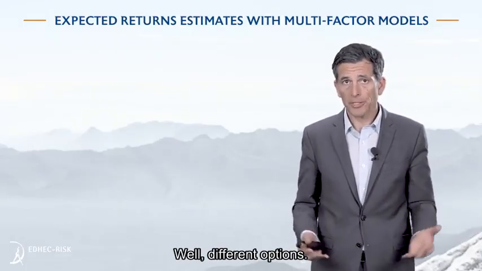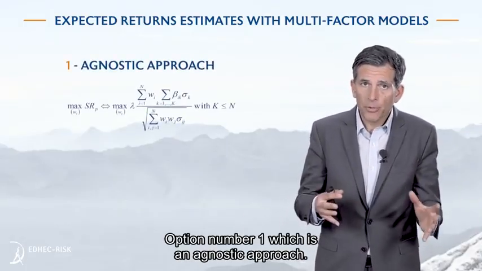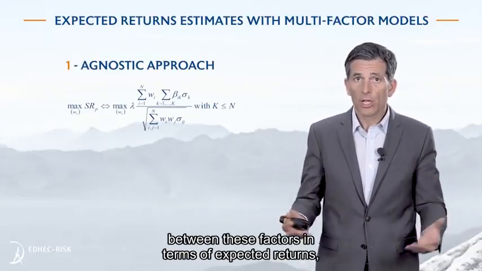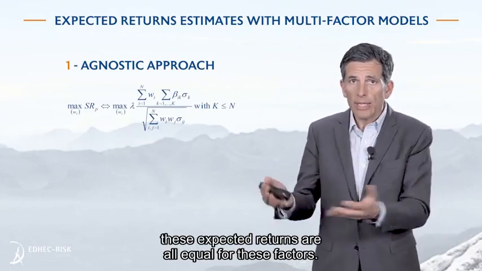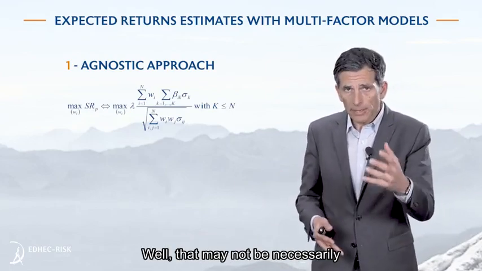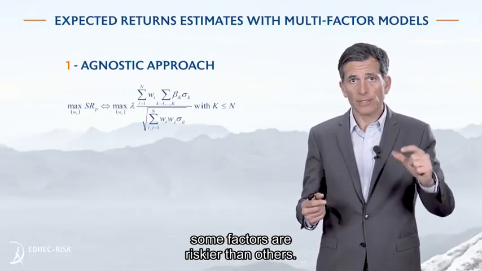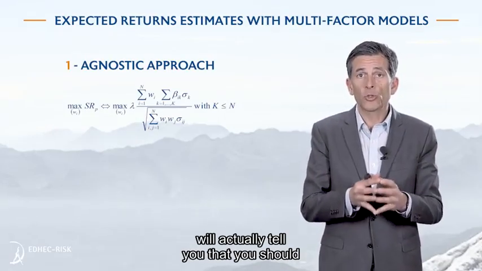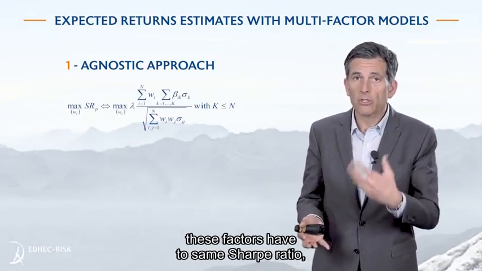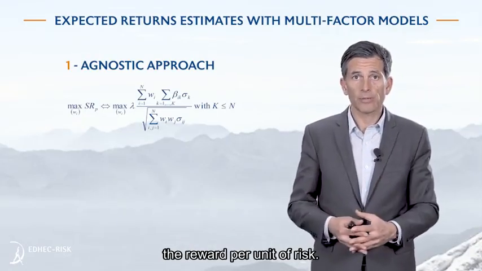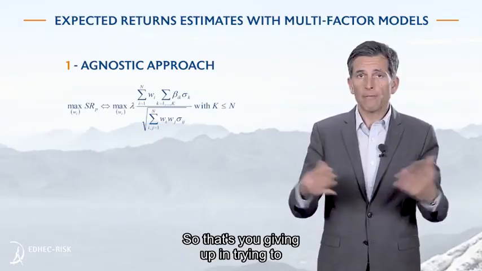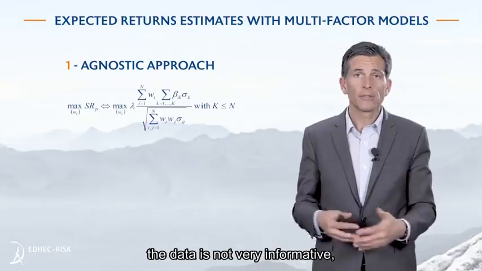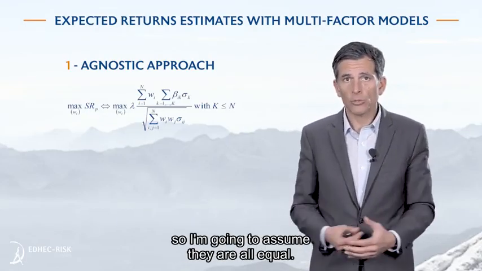Well, there are different options. Option number one is an agnostic approach. If you don't know how to distinguish between these factors in terms of expected returns, you may want to assume that these expected returns are all equal for these factors. Well, that may not necessarily be the most reasonable choice, given that some factors are riskier than others. So the agnostic prior will actually tell you that you should assume that all of these factors have the same Sharpe ratio, the same reward per unit of risk. So that's you kind of giving up in trying to distinguish factors in terms of which one has the highest reward per unit of risk. You're saying, well, the data is not very informative, so I'm going to assume they're all equal.